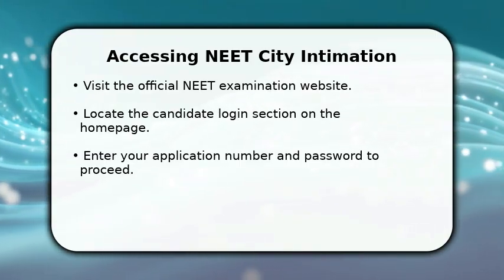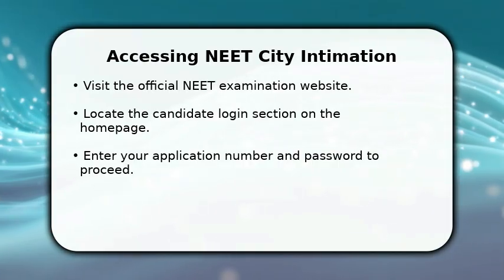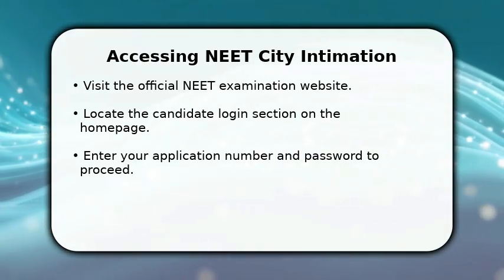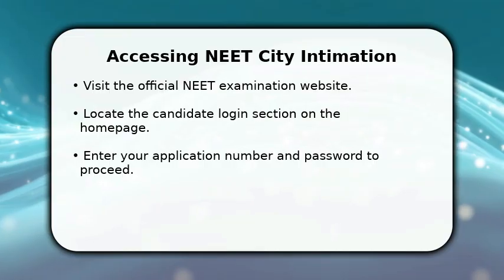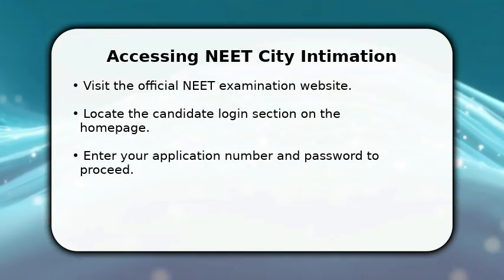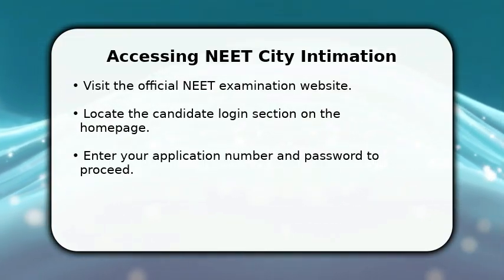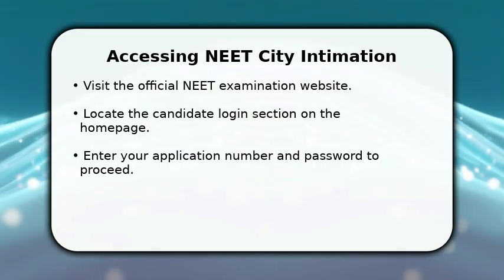You will need your unique application number and the password you created during registration. Carefully input these credentials to access your personal dashboard. This initial step is crucial for retrieving your city intimation slip.